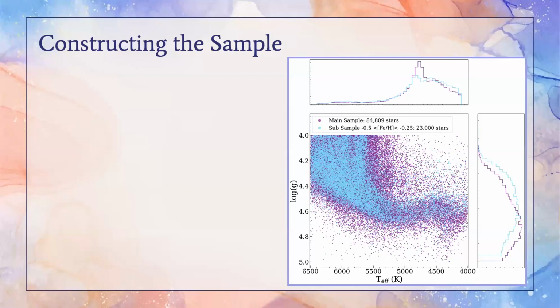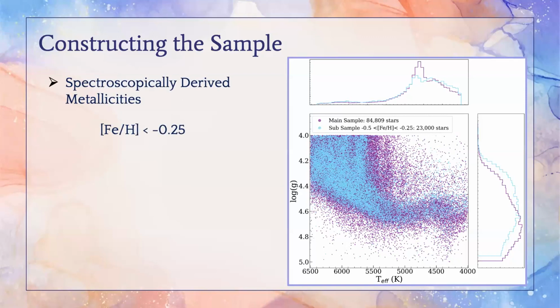So I constructed a sample using spectroscopically derived metallicities below negative 0.25. And I'm going to put an asterisk here because you're probably already thinking, she keeps saying negative 0.5. Why are we talking about negative 0.25 now? The reason why we chose negative 0.25 is so that we can compare it with K2 and Kepler data. So we want to get an idea of any sort of systematic biases that we're going to see with TESS compared to Kepler. So this is a way basically to correct for that.